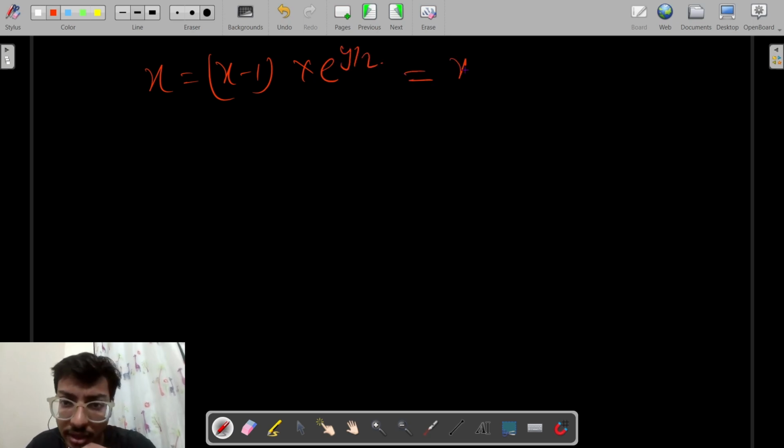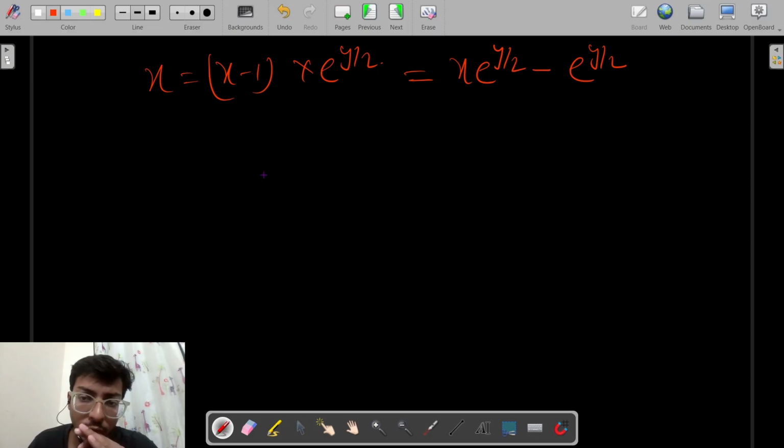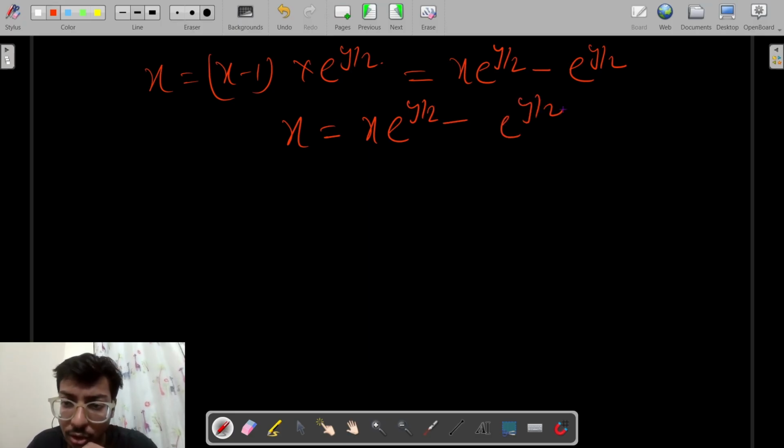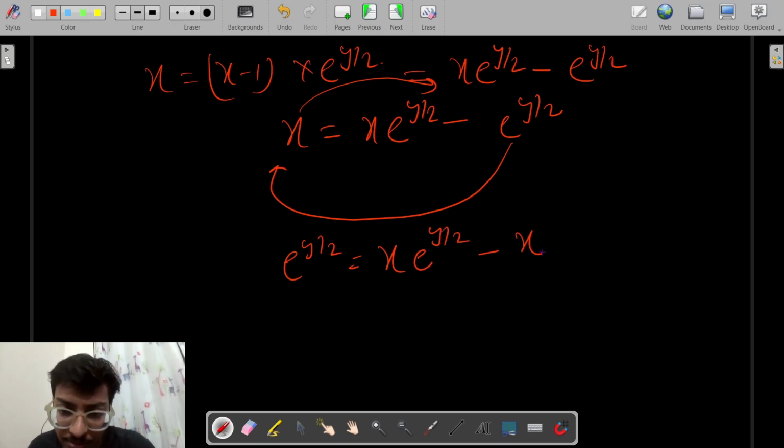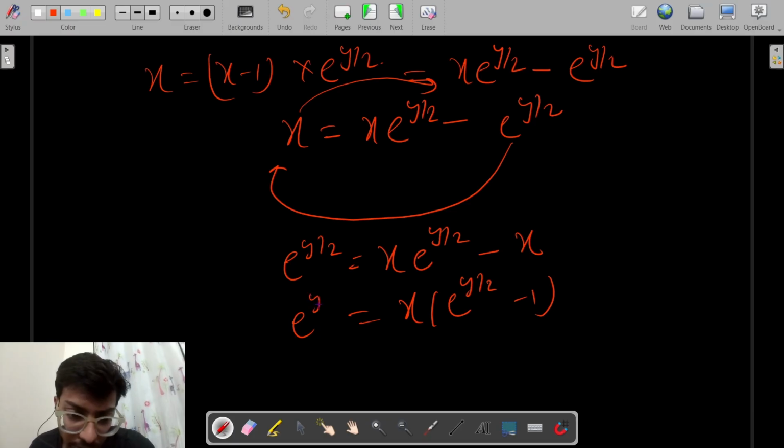which can be written as x e to the power y by 2 minus e to the power y by 2. For the very next step, x equals x e to the power y by 2 minus e to the power y by 2. We can shift this e to the power y by 2 to the left hand side and this x to the right hand side. So the equation will be e to the power y by 2 equals x e to the power y by 2 minus x. We can take this x as common, and it can be written as x times (e to the power y by 2 minus 1), and this is e to the power y by 2.